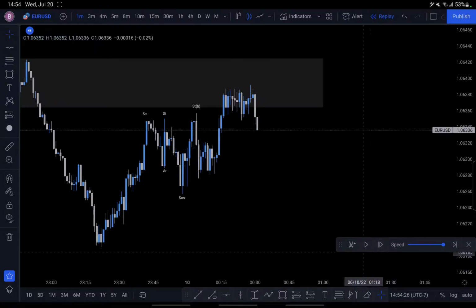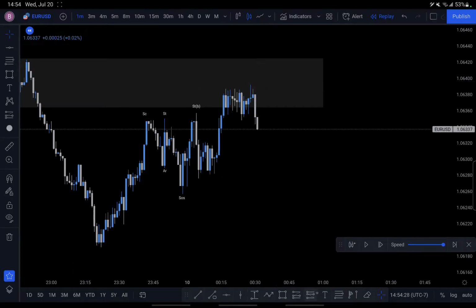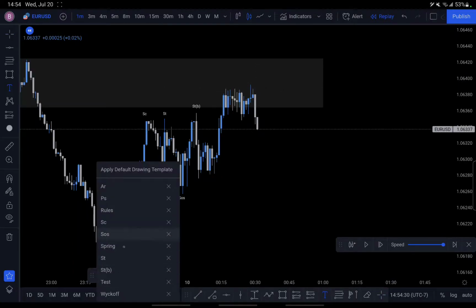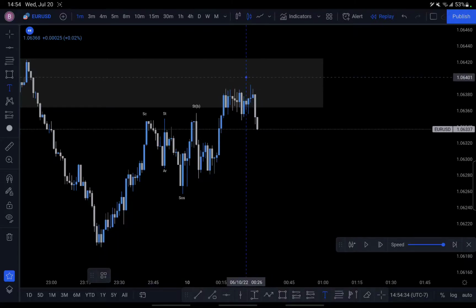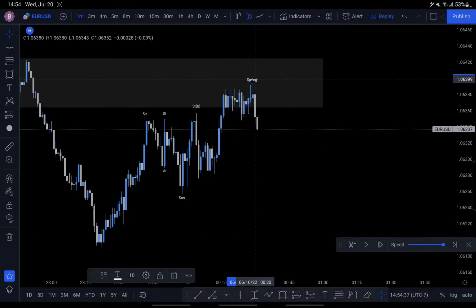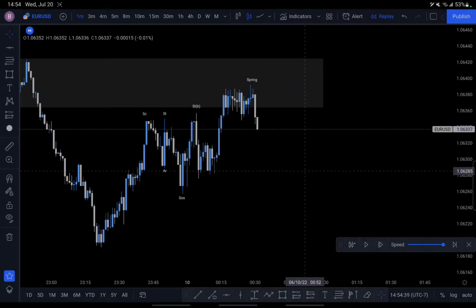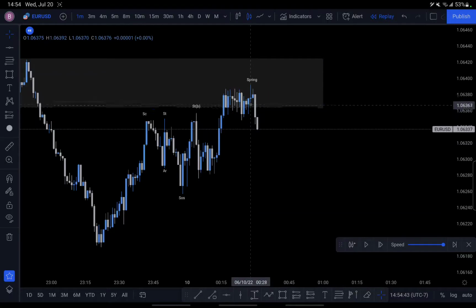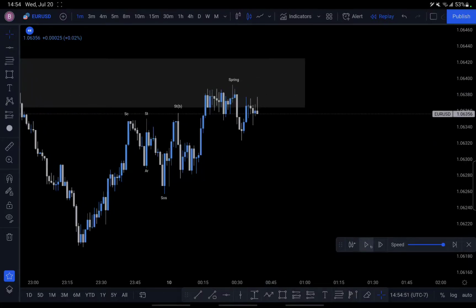Okay, before the breakdown. So this right here, I will label it as our spring or our UTAD. All right, so this will be our UTAD. Okay, so the last up move before the down move. Let's see if price wants to come back and test our zone here. Okay, let's play price out a little bit.